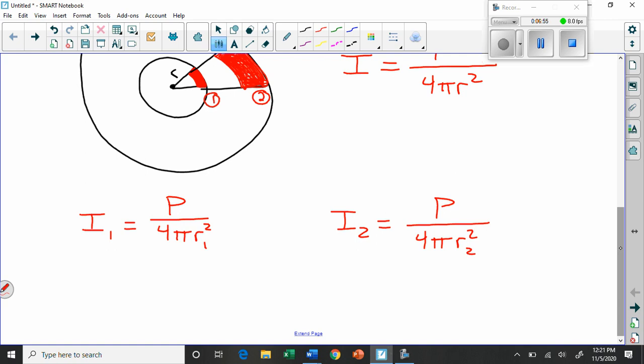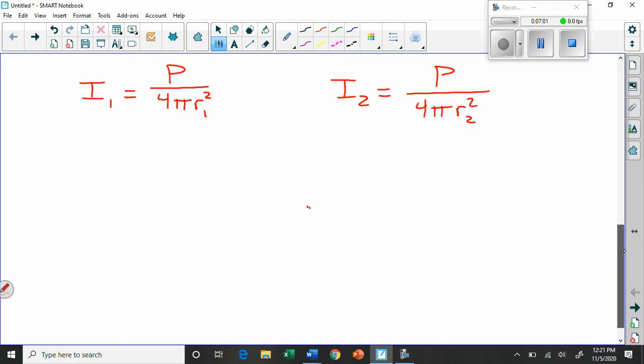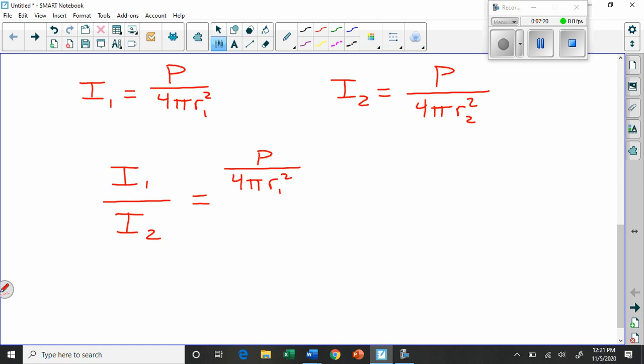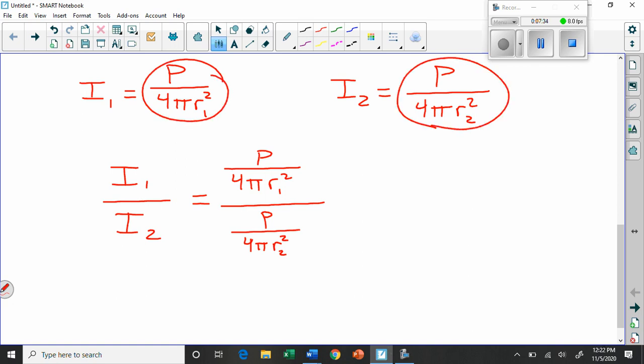If we want to do a comparison, the way we do comparisons in math is by division. So we'll take a comparison of I1 and I2. We'll say, what would happen if I compare I1 compared to I2? Well, I1 is the same as P over 4 pi R1 squared divided by P over 4 pi R2 squared. That's what our I2 is equal to, right?